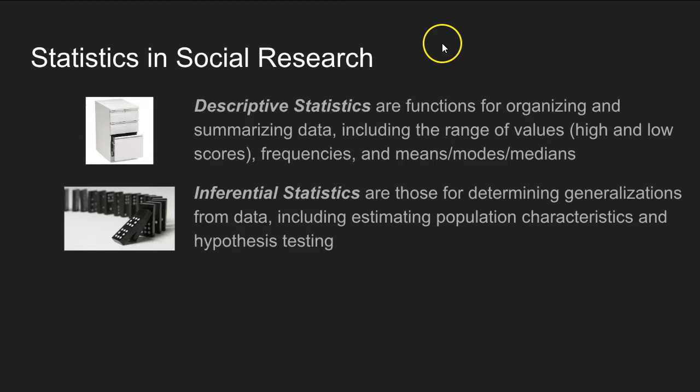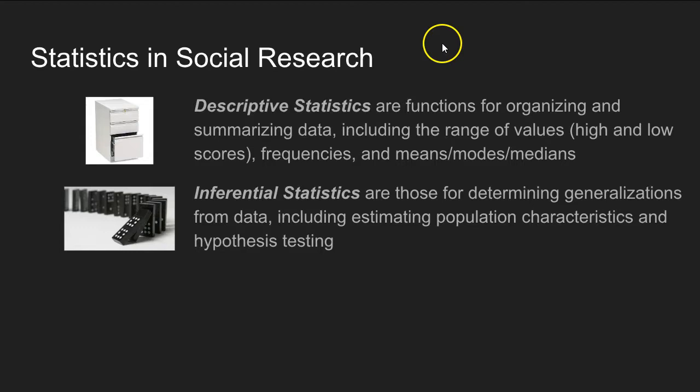When you're looking at statistics and social research, you can group statistics into two broad categories. The first is descriptive statistics. Descriptive statistics are functions for organizing and summarizing data, including looking at the range of values, the high and the low scores, the frequency of values on a variable, and even things like measures of central tendency: means, modes, medians. I have the file cabinet as an indicator for descriptive statistics because it's a way of getting the picture of your data. It's a way of understanding the range of values, categorizing values.